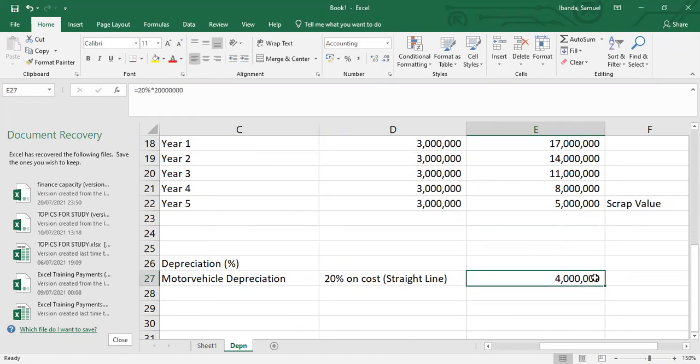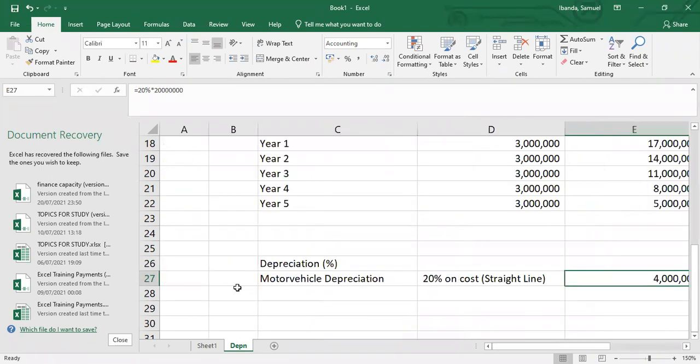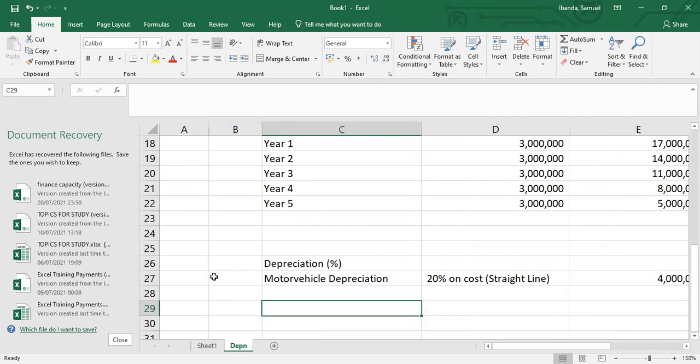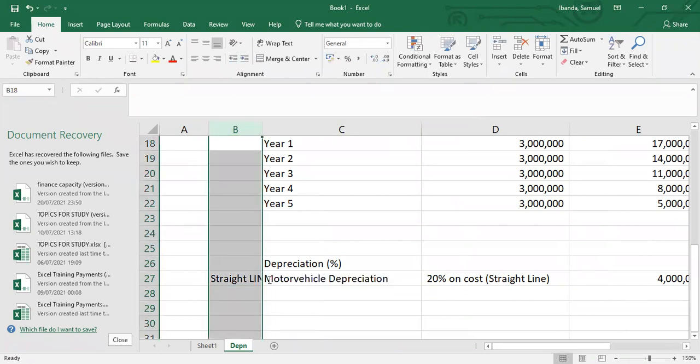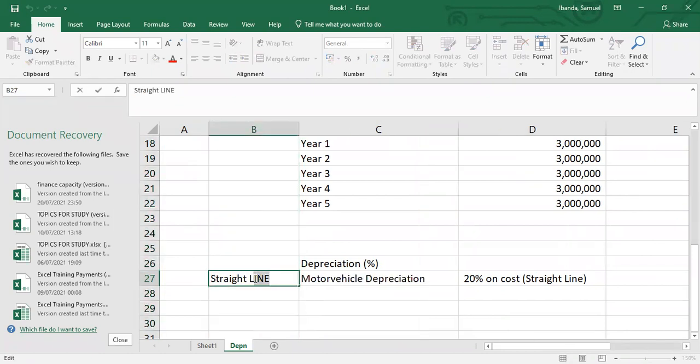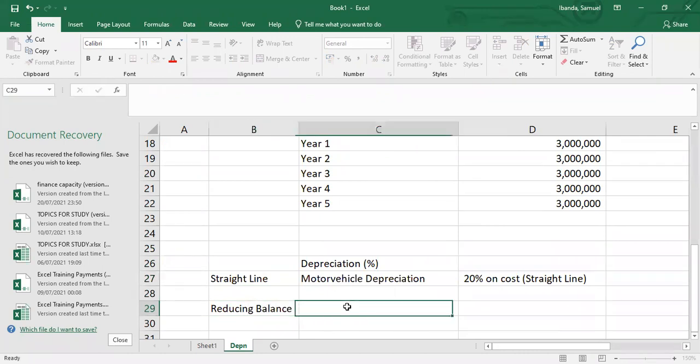Which gives us 4 million. So that is how it will be for depreciation on straight line. Now, we also have cases where we have depreciation on reducing balance. Now, as this is straight line, we can have this depreciation on reducing balance. You're going to see what will happen.